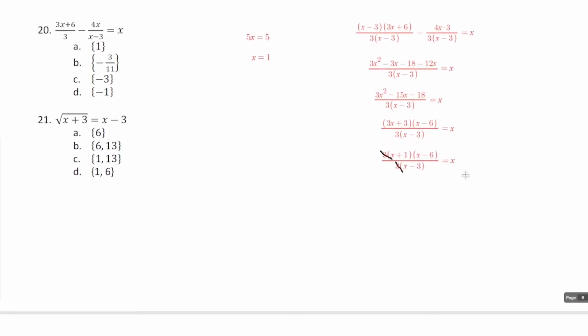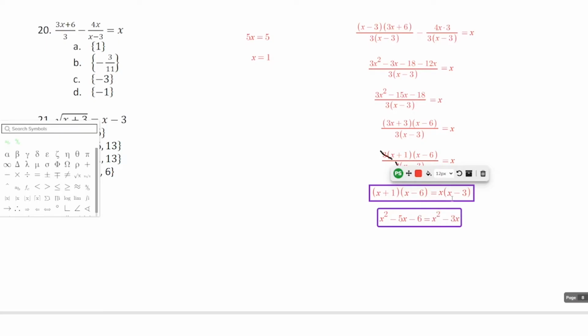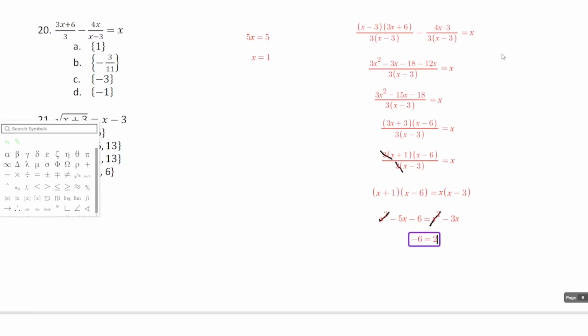So next, I'm going to set these two things equal to each other. So I'm going to multiply both sides by x minus 3. And then I'm going to actually multiply all this out. So I'll FOIL the left-hand side, which will give me x squared minus 6x plus x would be minus 5x, and then minus 6 equals x squared minus 3x. So if I subtract x squared on both sides, these will go away. And then if I add 5x to both sides, I'm going to end up with negative 6 equals 2x. And then finally, dividing both sides by 2 gives me x equals negative 3.